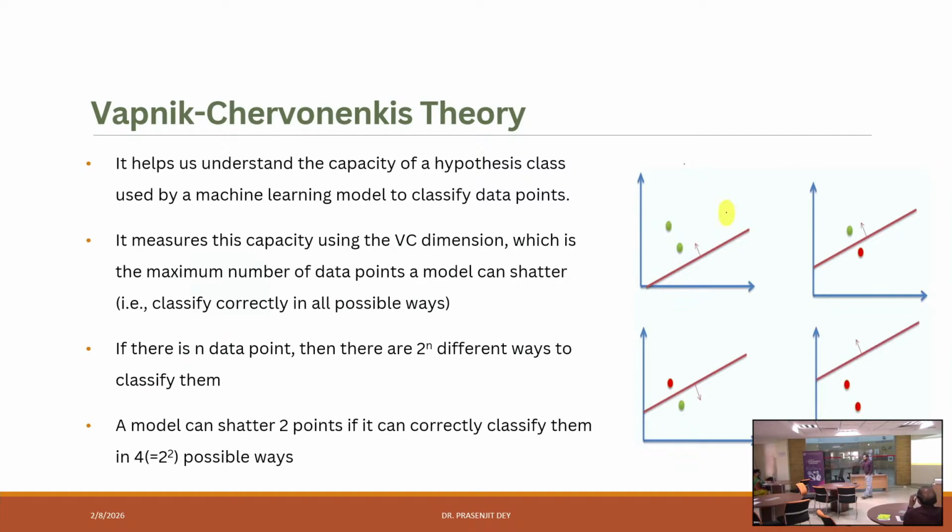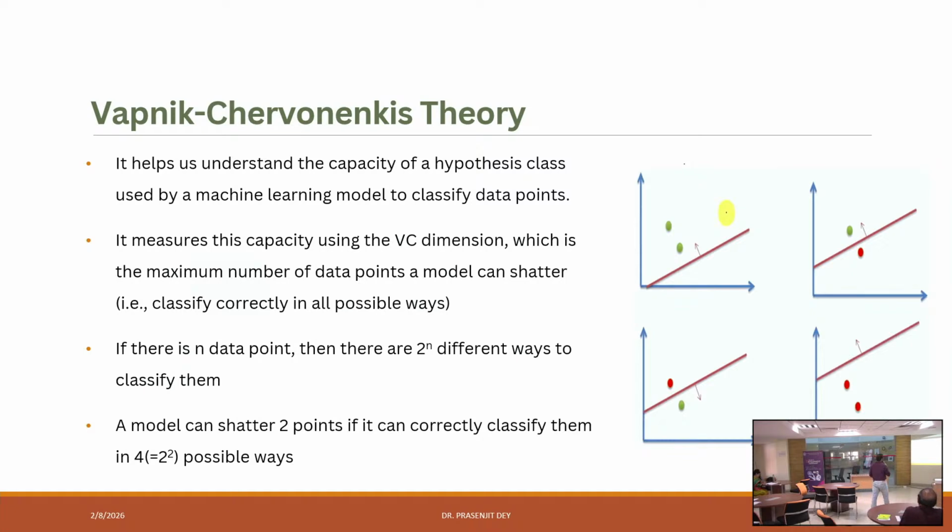Now if in place of 2 data points there is 1 data point, will it be able to separate them in all possible ways? If there is 1 point, then it is 2 to the power 1, which is 2. So 2 possibilities are there: either the point is above the plane or below the plane. So a line can separate them. If I consider 3 points, 2 to the power 3, 8 possibilities are there. Can a line separate them?